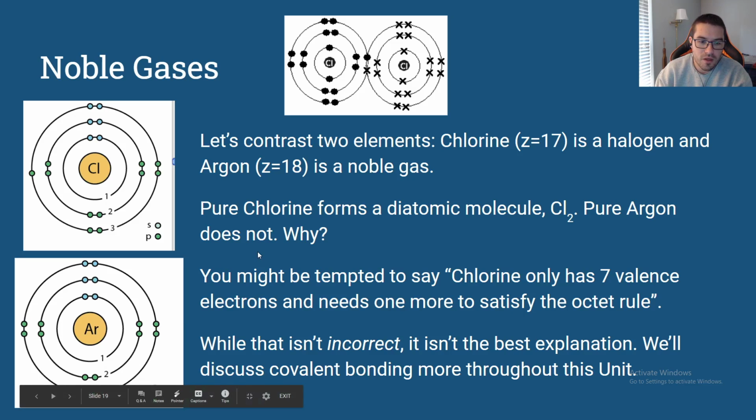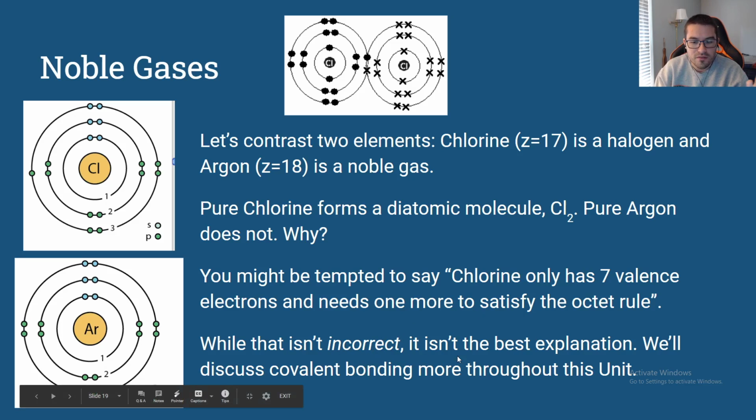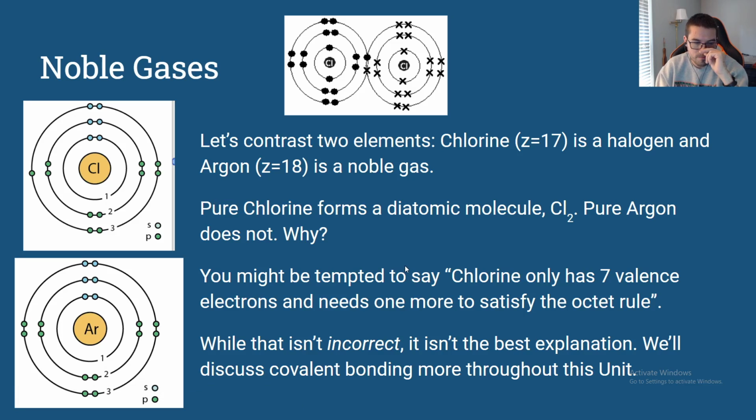Now, if I were to ask you this question, pure chlorine can be found as a molecule, Cl2, but argon does not bond. If I were to ask you why, most of you would be very tempted to say something like this: chlorine only has 7 valence electrons and needs 1 more to satisfy the octet rule, to get to 8 valence electrons. And while that isn't wrong, it's not the best explanation for why chlorine bonds with itself, just like hydrogen does. It's not the best explanation, okay?